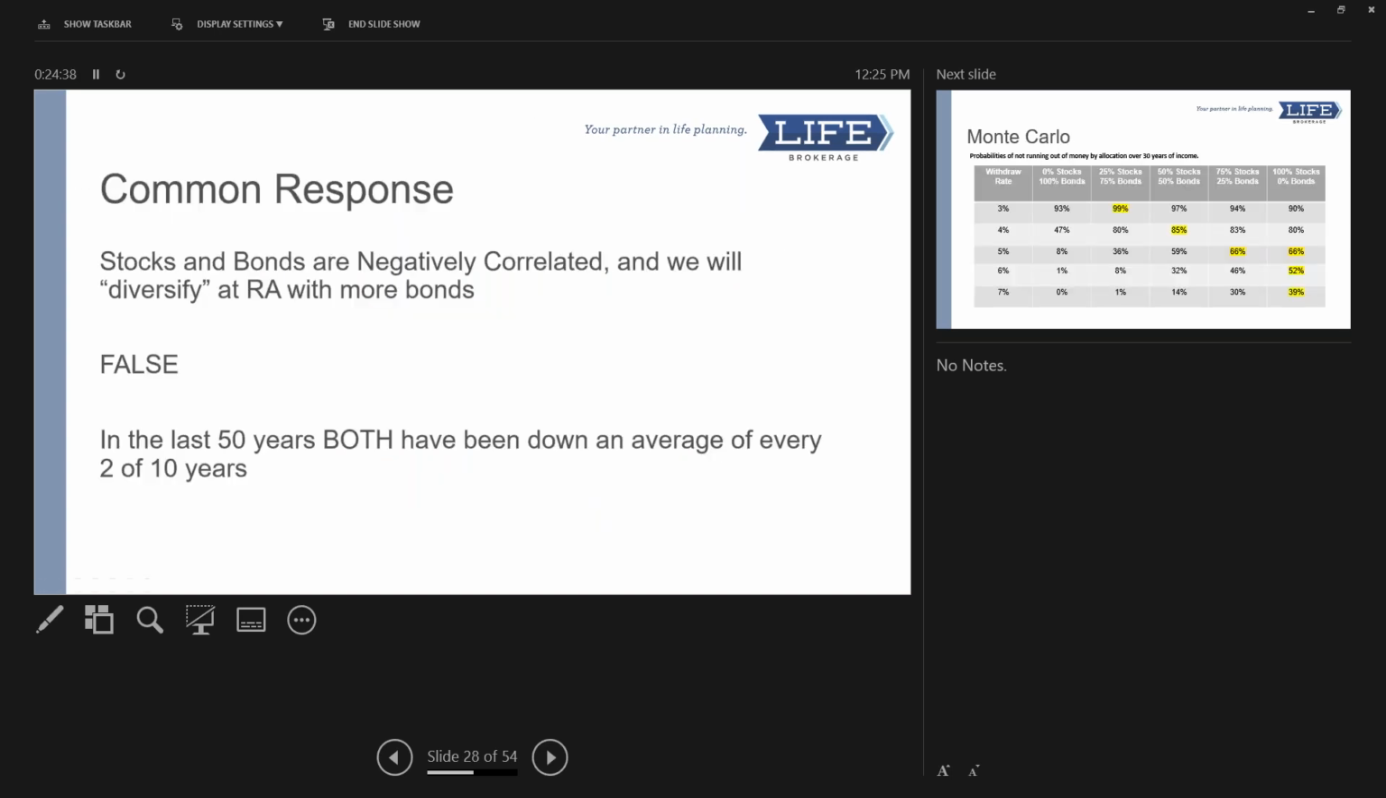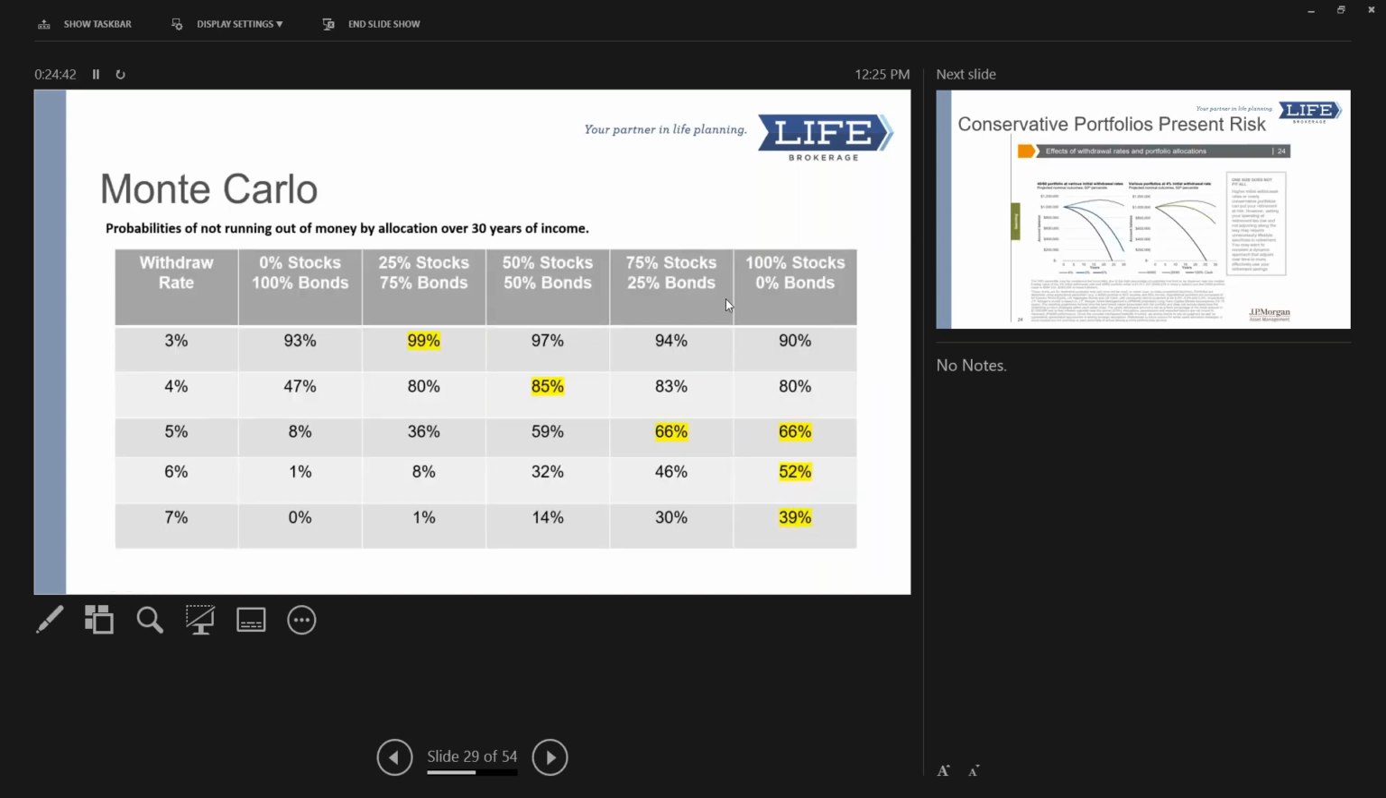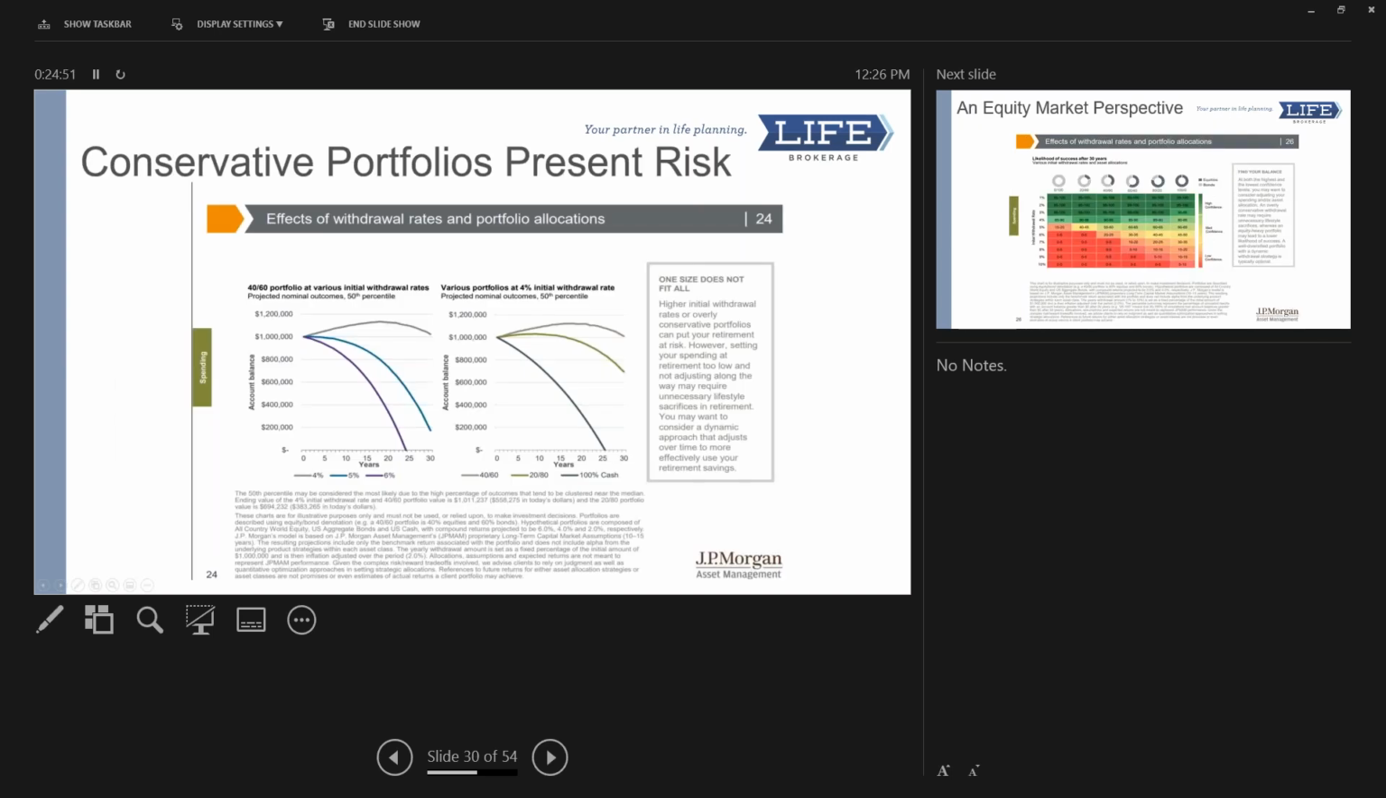So, in the flight to bonds, that is actually the worst thing you can do. You want to stay in equities. You want to reposition your bonds into cash value life insurance to create a buffer and insulate yourself from down markets.